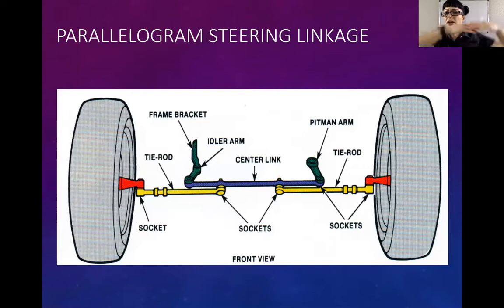And to keep everything from flopping around, I've got a second arm, very similar to my Pittman arm, but just to keep my track rod or center link centered when it's moving back and forth, we're going to connect another arm called an idler arm. But instead of being connected to another steering gear, it's actually going to be connected to the frame. And we're going to have a pivot here and a pivot here, so our center link moves nice and even back and forth. Well, how do we get that movement out to the wheels?